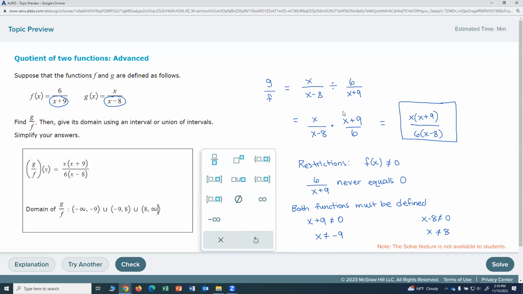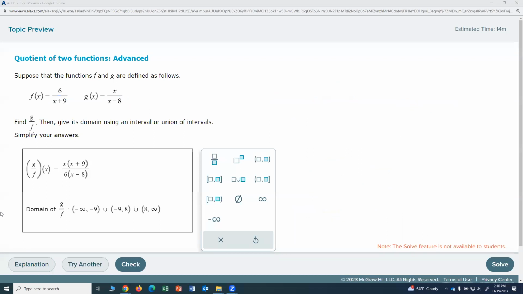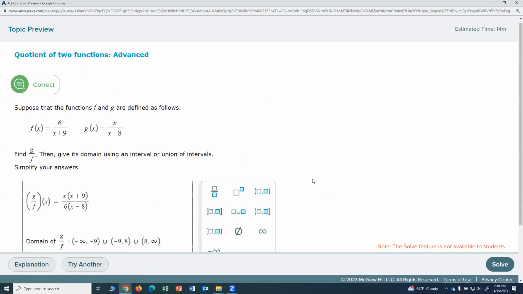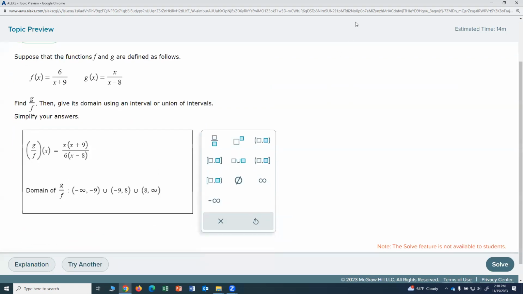All right, so remember your restrictions are both of your original functions have to be defined. So exclude any values that don't make those original two correct. And then whatever function you are dividing by, in this case f, cannot equal 0. But in this case, f of x never equals 0, and so that did not provide a restriction. All right, so I hope this helped with the domain part. That's one of the harder parts of this section, is figuring out your domain when you have the quotient of two functions.